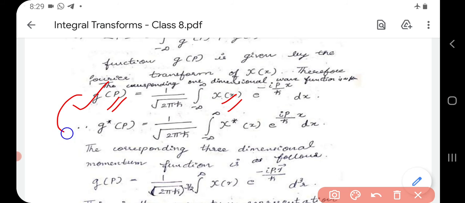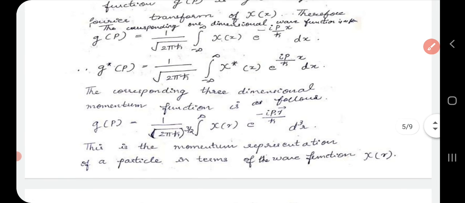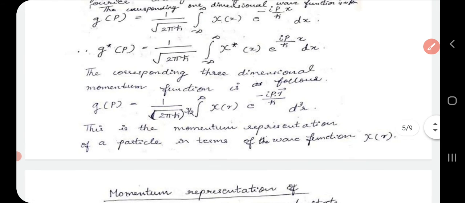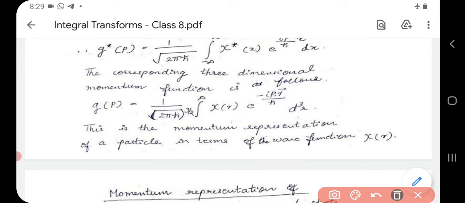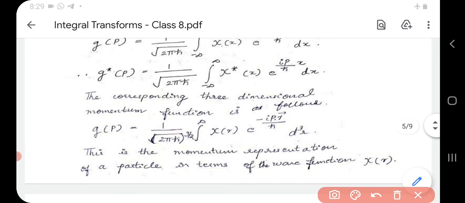Now this will be its complex conjugate. In place of G, you write G star of p. This is kept as such. Here you will put a star because it is a complex conjugate. Here the negative sign will become positive. That is the only difference. So that is the one-dimensional case. This equation represents the one-dimensional case. For the three-dimensional case, what will happen to this equation?